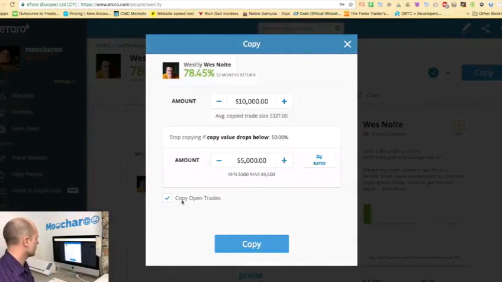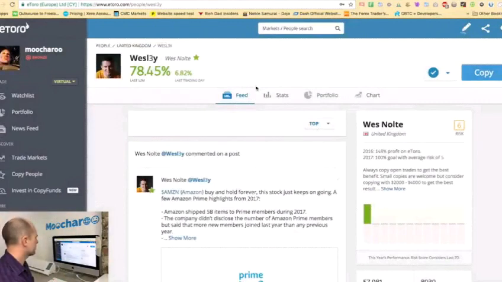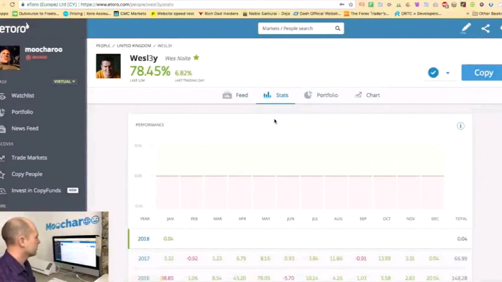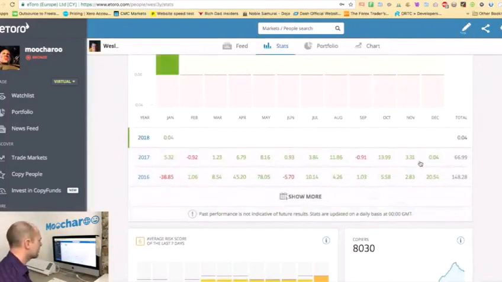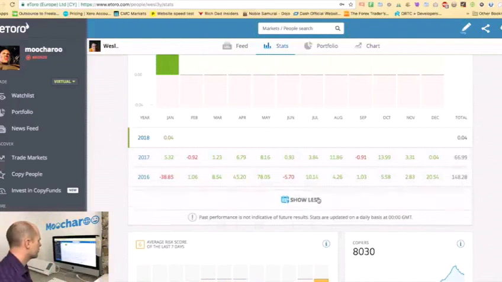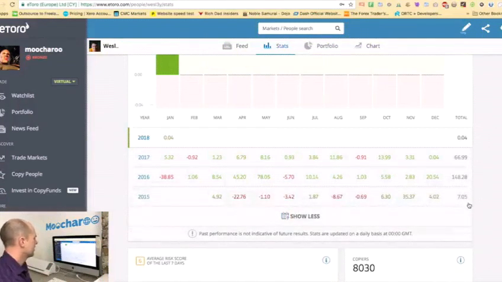Wes is a very strong trader. We're going to have a look at that. And in fact, let's have a look at that first. So this is his feed. Then you've got stats, portfolio, and charts. So going into stats, you can see he's up in January. Here we go, he's up 66% last year in 2017. Year before that he was up 148%, and before that 7. So really, he's not had a bad year.